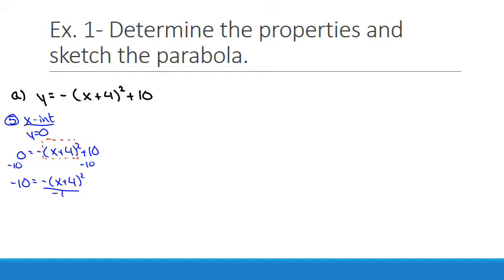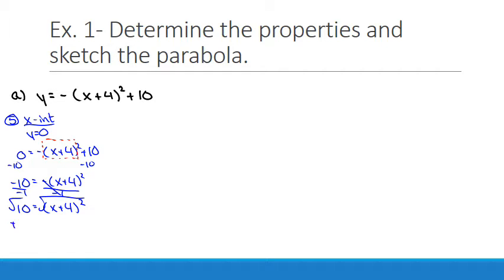I'm going to divide by negative 1. Divide by negative 1. So now 10 equals (x plus 4) squared. Once you have your squared item by itself, you take the square root of it. So what I'm using here is the square root method. Remember, we have a few different methods to find the x-intercepts.